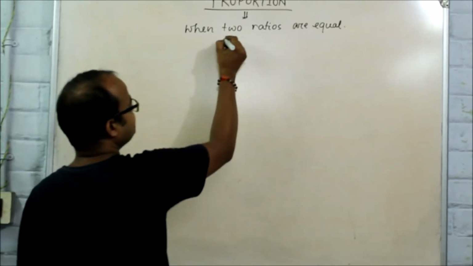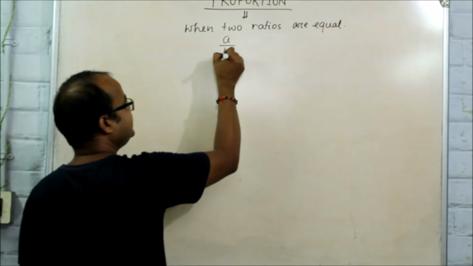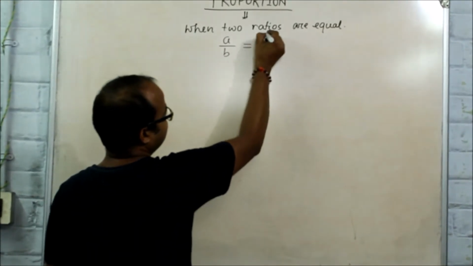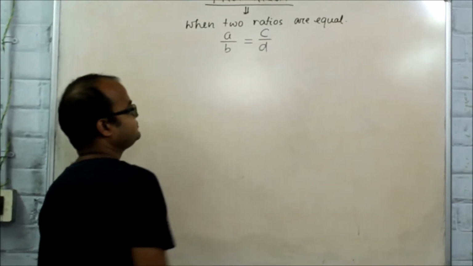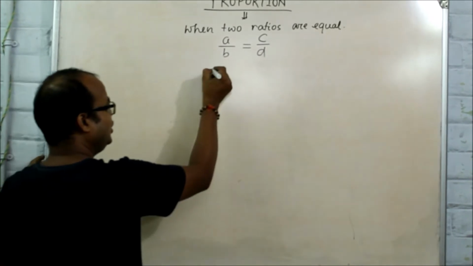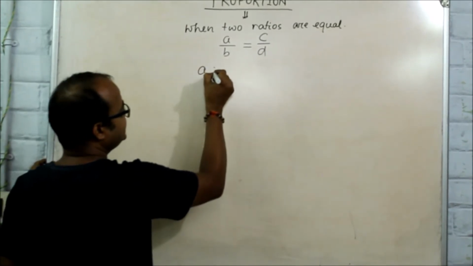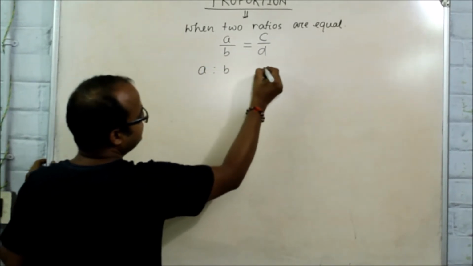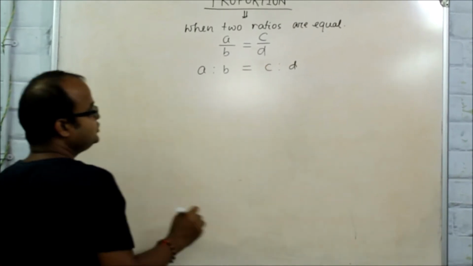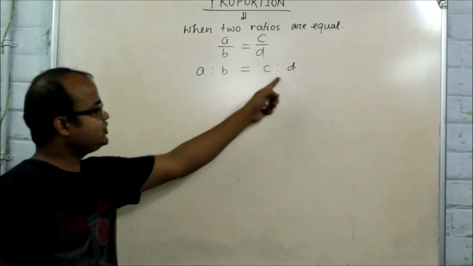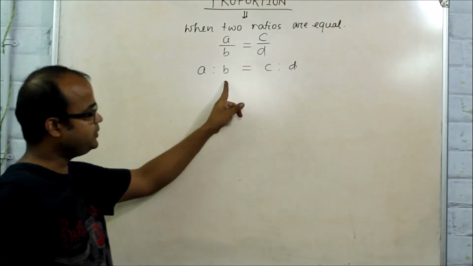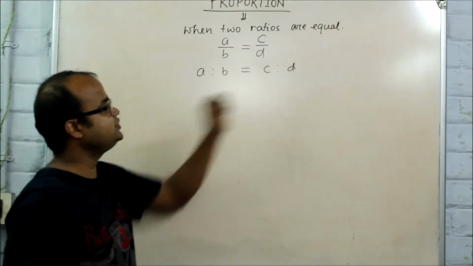So now suppose A by B is equal to C by D. Ratio can also be written as A by B, or you can write A is to B is equal to C is to D. So this expression is said to be in proportion. That means A is to B is proportion to C is to D.